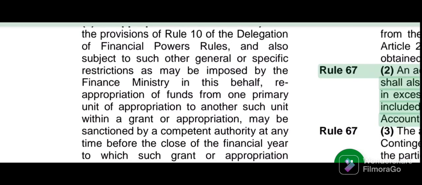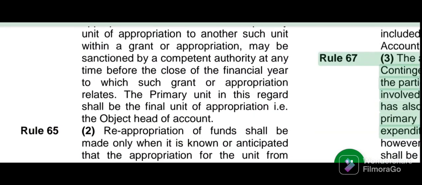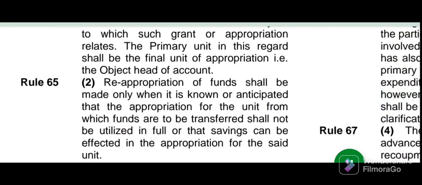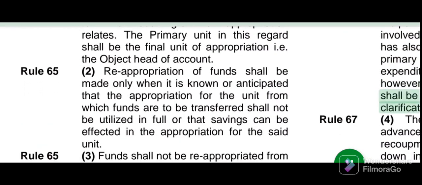Rule 67(2): An advance from the contingency fund shall also be obtained to meet expenditure in excess of the provisions for the service included in an appropriation vote on account act. Rule 67(3): The application for an advance from the contingency fund shall indicate, inter alia, the particulars of the additional expenditure involved, and the sanction to the advance has also to indicate the subhead in the primary unit of the grant to which the expenditure appropriately relates. In case, however, any difficulty is felt, the matter shall be referred to the Finance Ministry for clarification.